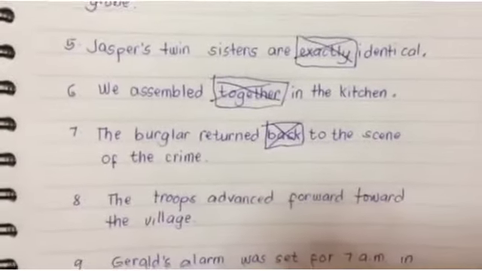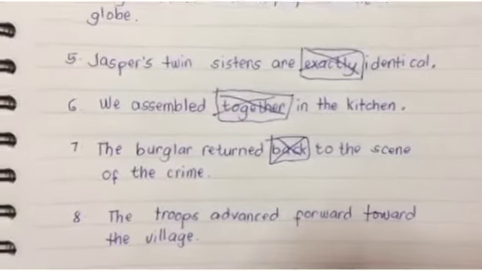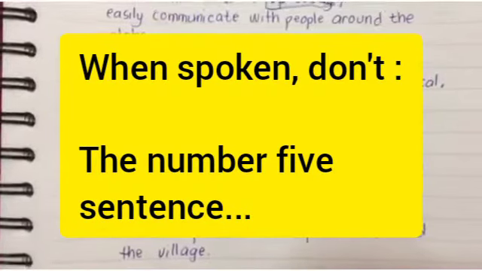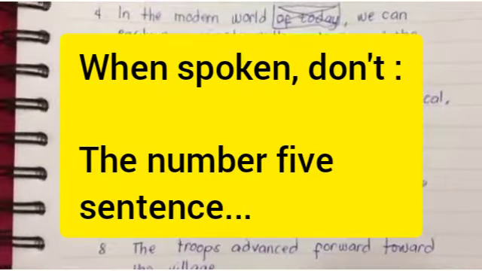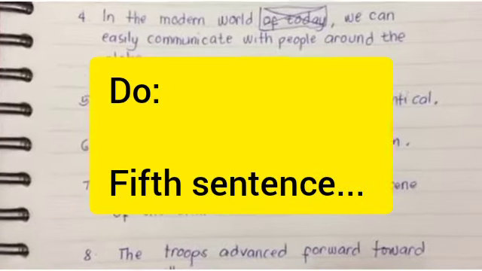Let's come to the next one, the 5th sentence. Again, you do not say the number 5 sentence or number 5. You just say 5th sentence or sentence 5.